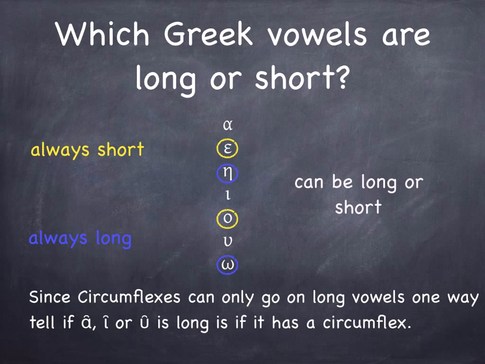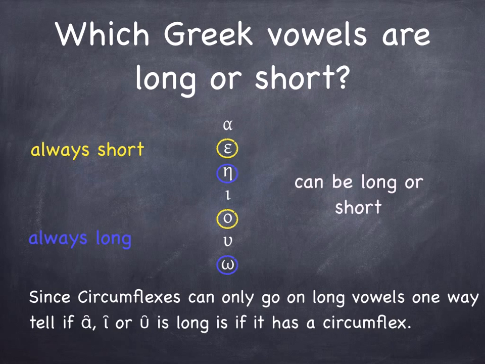So that means, of course, you need to have under your belt control over which vowels in Greek are long and which ones are short. And so here, circled in yellow are the ones that are always short. So epsilon and omicron are always short. Circled in blue are the ones that are always long. Eta and omega are always long. And then the ones that aren't circled are the ones that can be either long or short.